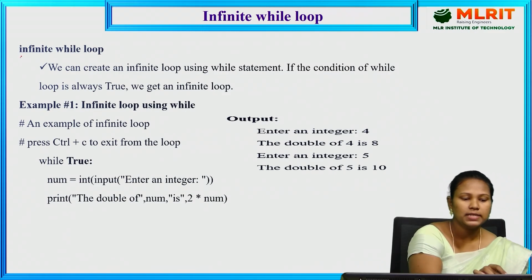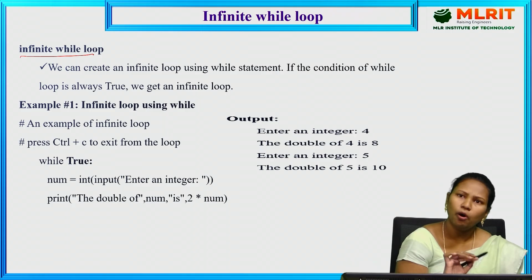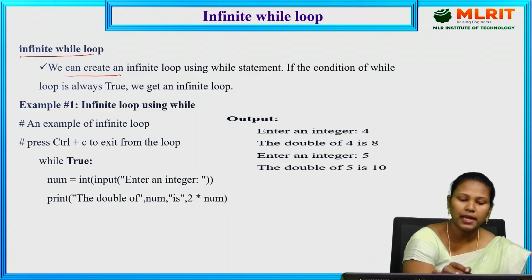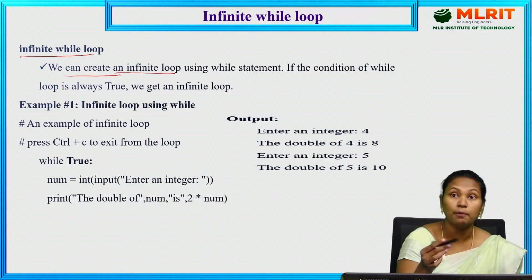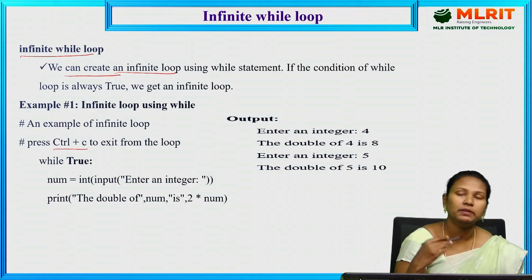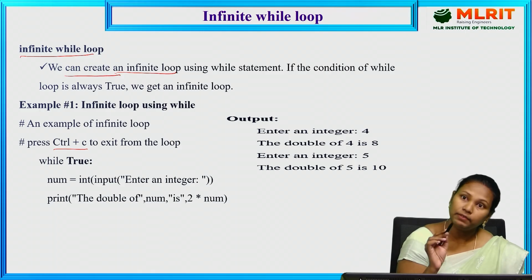So the next one is the infinite while loop. It means the while loop condition is true at all times. For example, we can create an infinite loop, which means we cannot come out of the loop. We have to use Control C if we want to come out of the loop. Every time it will execute, because it will be true only.